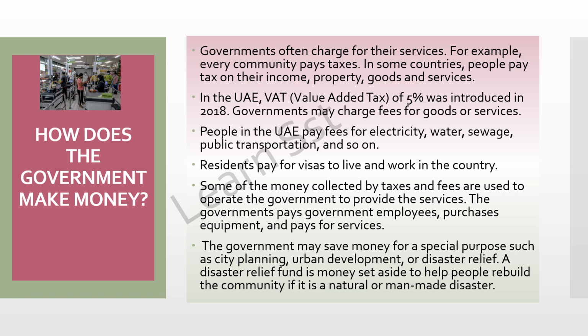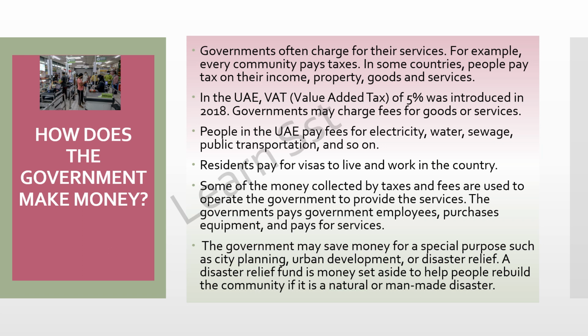Some of the money collected by taxes and fees are used to operate the government to provide the services. The government pays government employees, purchases equipments, and pays for services. The government may save the money for special purpose. Now, what it could be? It could be for city planning, it could be for urban development or disaster relief.